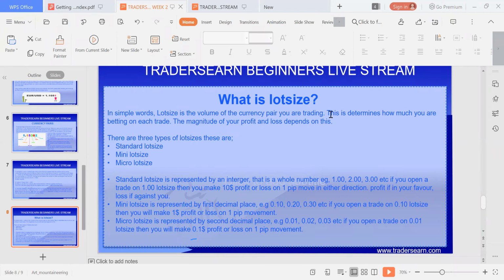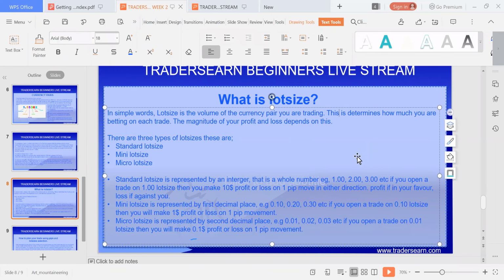Now this determines how much you are betting on each trade. The magnitude of your profit and loss depends on this. Now, there are 3 types of lot sizes, which are standard lot size, mini lot size, and micro lot size.